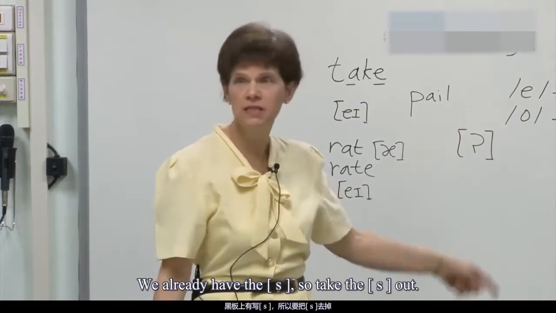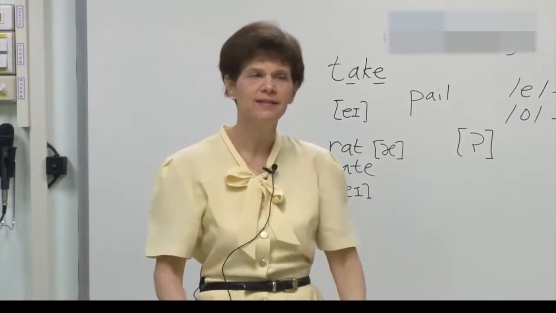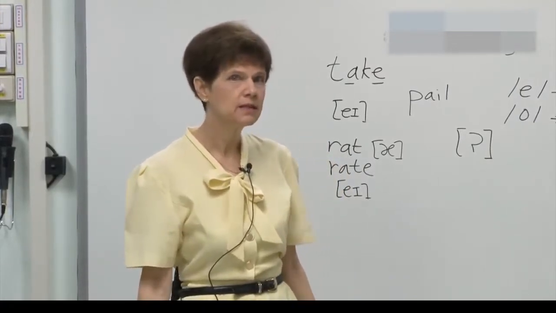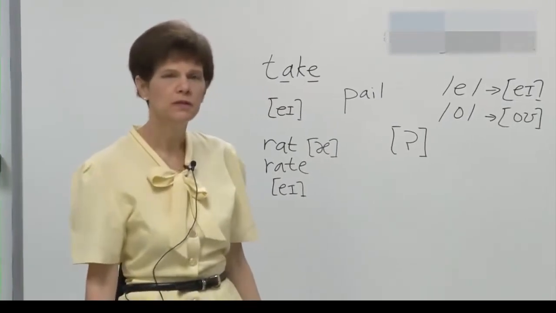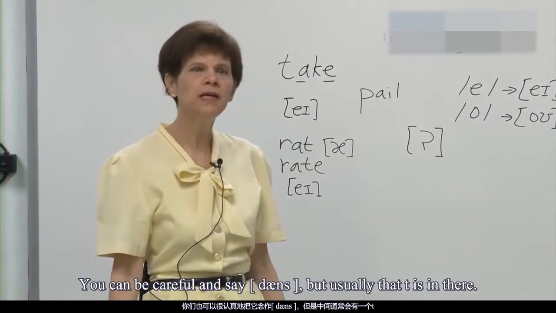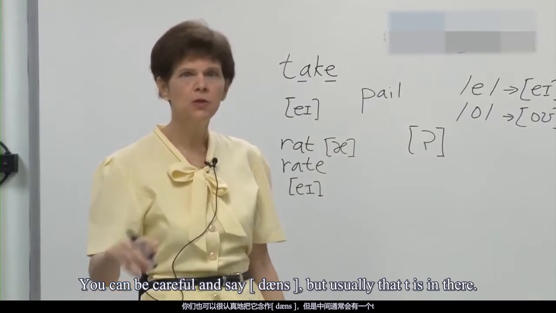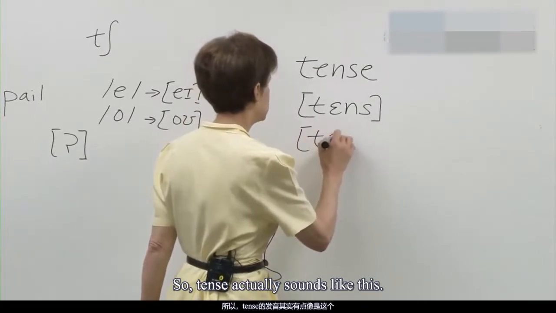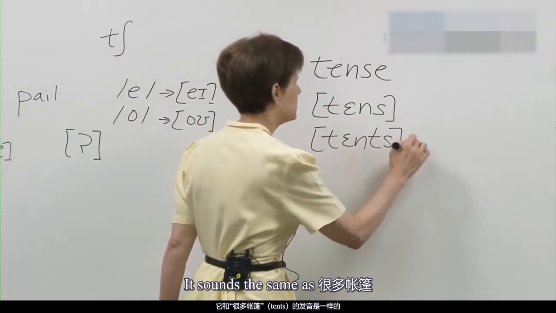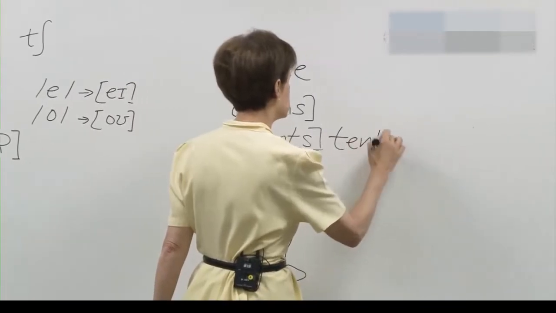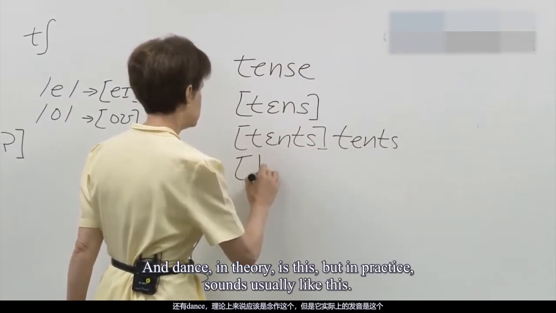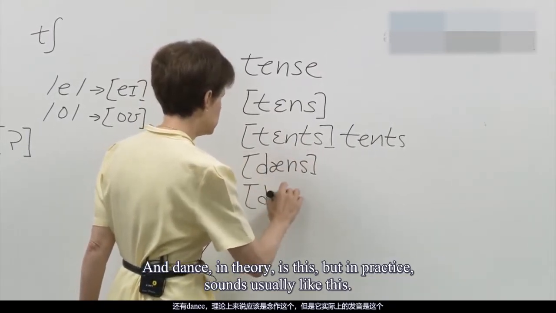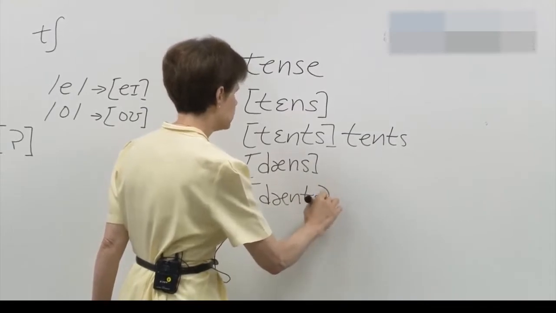We already have the s, so take the s out. We have to isolate it. T, there you go. Do you hear a t in there? Tense. I'm very tense. How about 跳舞? Dance. You can be careful and say dance, but usually that T is in there. So tense actually sounds like this. It sounds the same as 很多帐篷. And dance, in theory, is this, but in practice, sounds usually like this, dance.